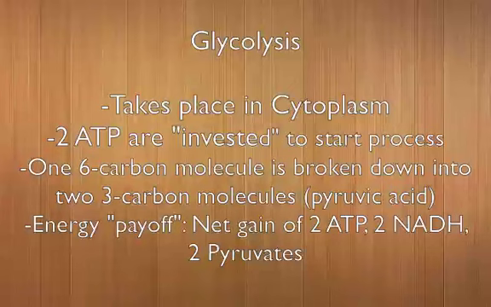At the end of glycolysis, there's what's called the energy payoff. Since two ATP were invested and there was a gain of 4 total, there's a net gain of 2 ATP molecules. Also, two NAD pluses are given high energy electrons to convert to NADH. And then there are also the two pyruvates, which were created from the 6-carbon molecule of glucose.